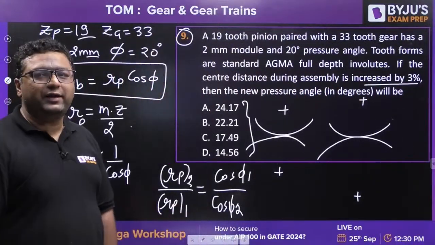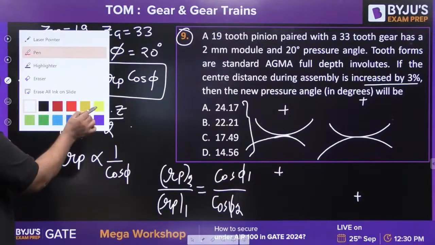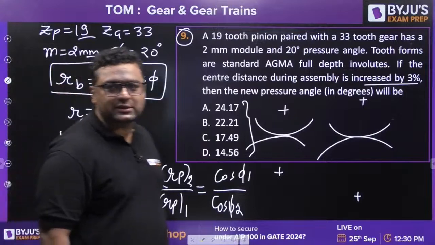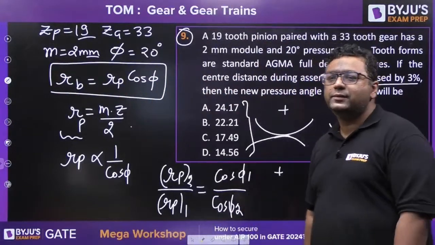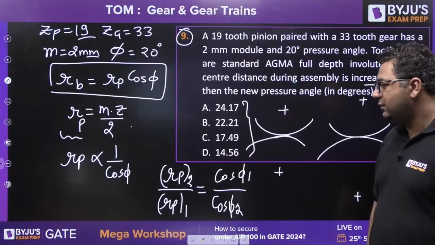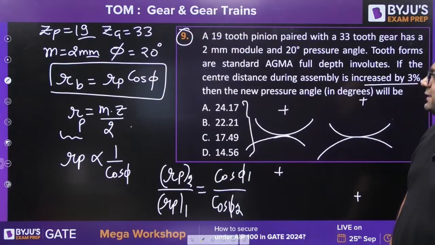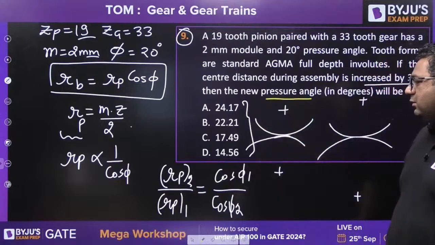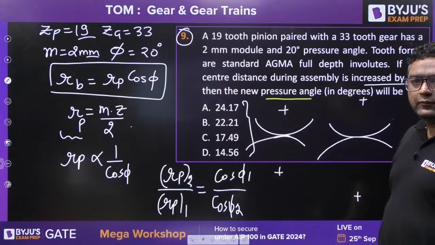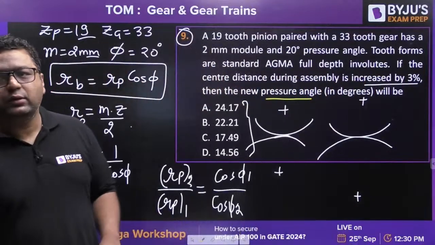Solve it, guys, solve it. This is question number 9 going on. We are still left with 6 more questions. You need to find out the new pressure angle. Midun is saying 24.2. Yes, correct, Midun.